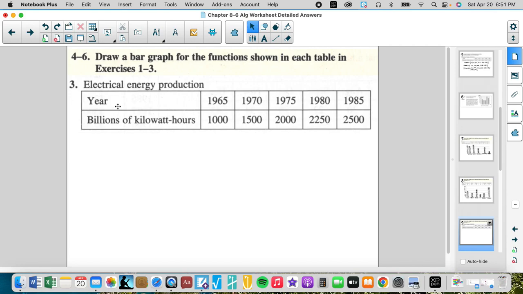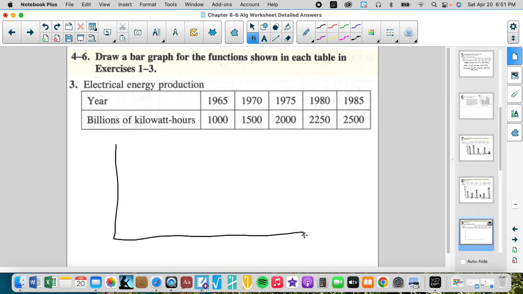Okay. This is interesting. So let's do the years. That's actually not bad. That's relatively simple. We have 1965, 1970, 1975, 1980, 1985. Now, we could do this and sort of, well, you can just go by thousands.